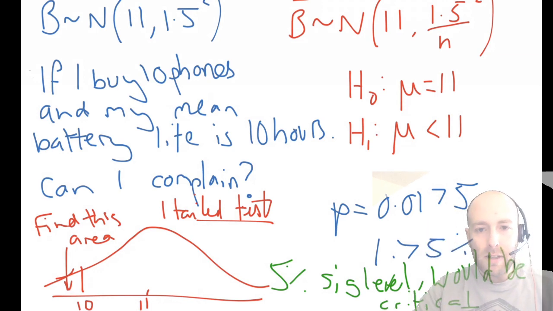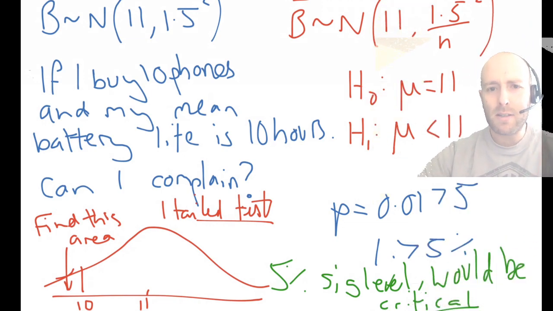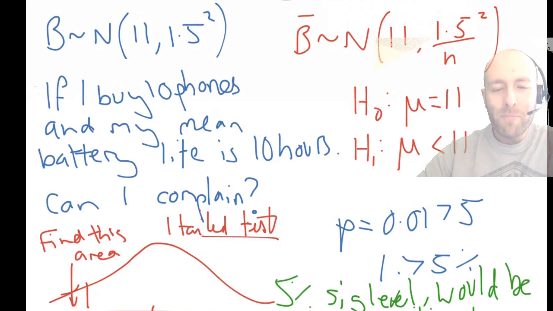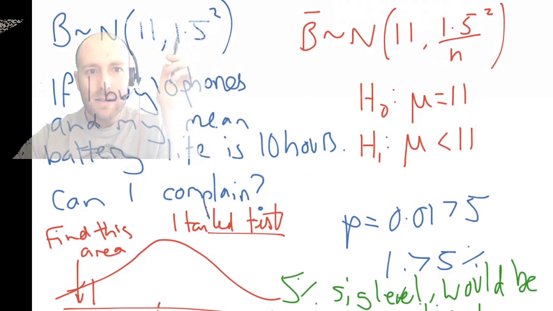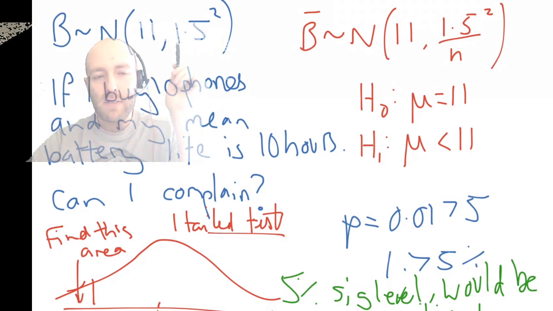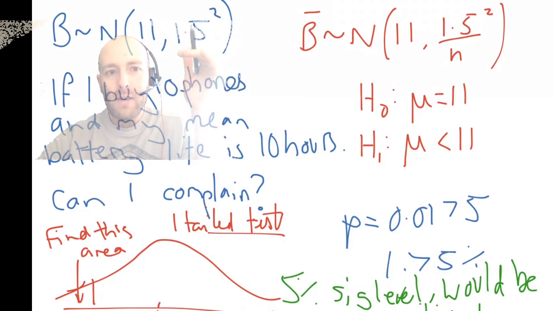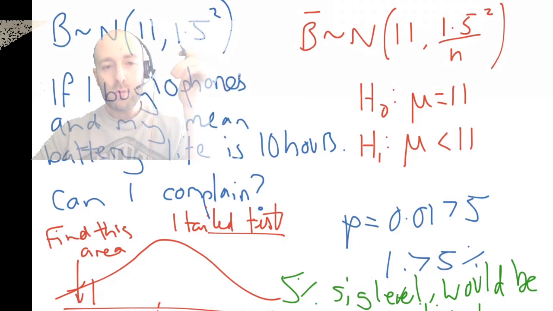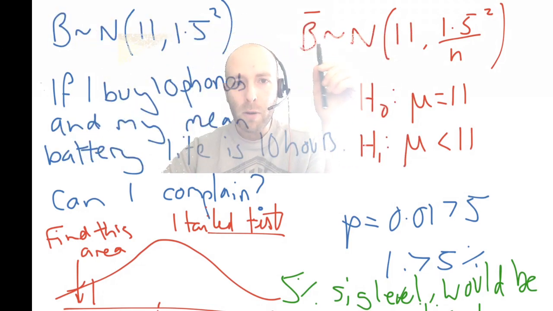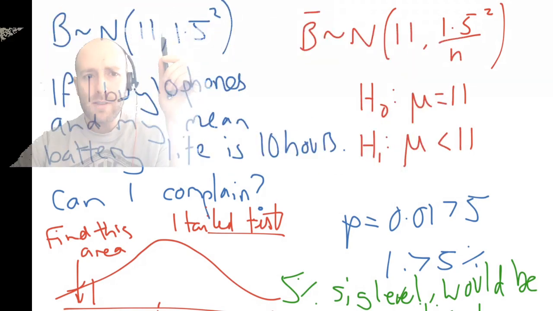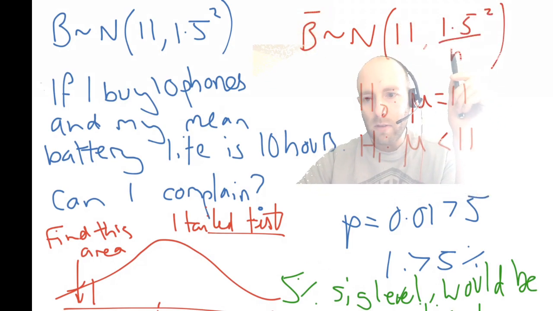So in this example, I would have a claim to complain about the battery life. Just to explain that again, because I was hiccuping the whole way through. There's a claim that phone battery lives last 11 hours, and we know the standard deviation is 1.5. The means of all the samples you take should also be normally distributed. So we've got a normal distribution for our mean of the battery life, which should have the same mean, and the spread will be 1.5 squared divided by n, where n is the number of items in your sample.